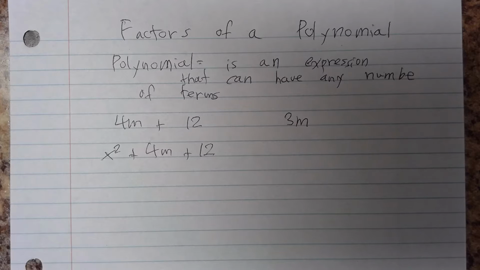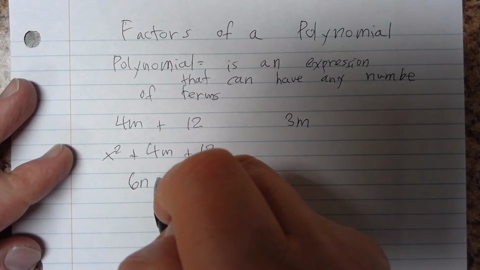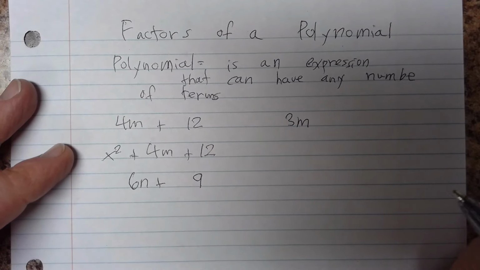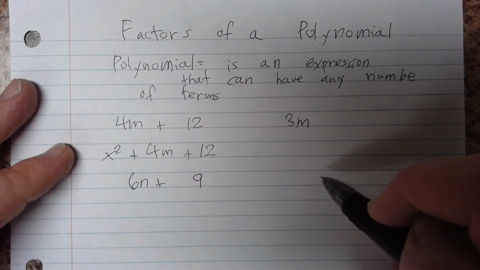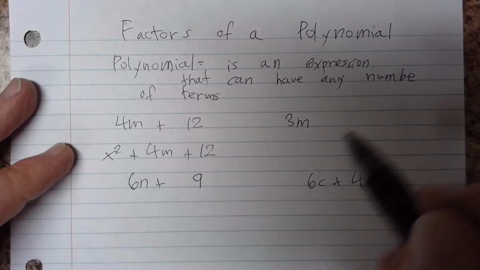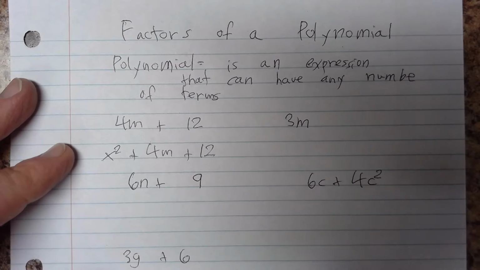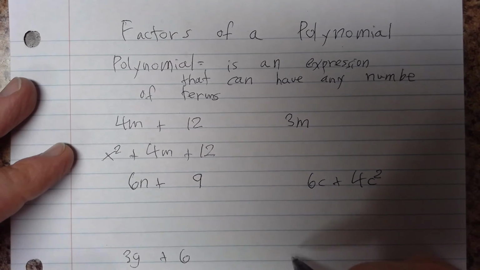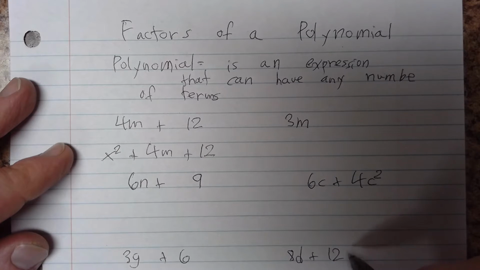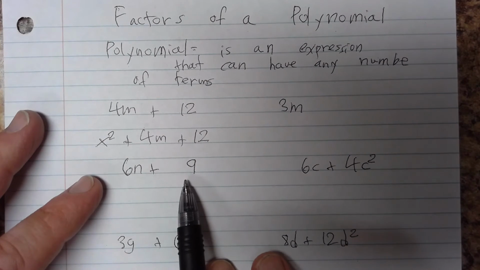I'm going to flip over to page 152, and I will draw examples from there. So the first thing I'll do is write down several different examples that I'm simply drawing from page 152 in your text. 6n plus 9, 6c plus 4c squared, 3g plus 6, and 8d plus 12d squared.